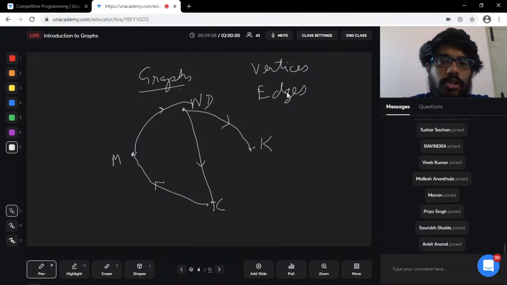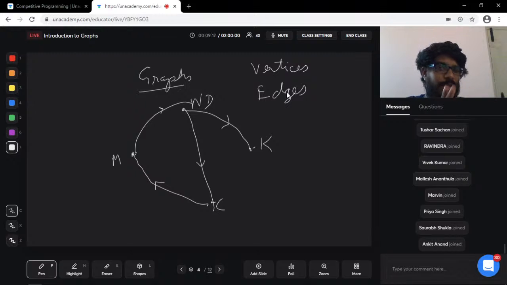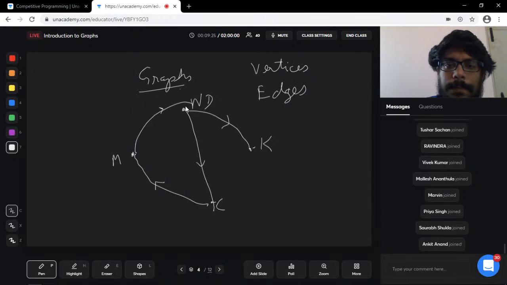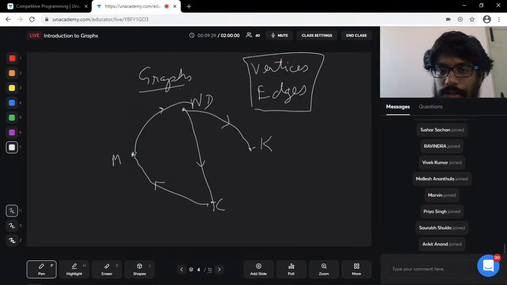So you can think of edges as relations between some two vertices. So it's like these two vertices are related. That is, there's a flight between them, so there is an edge between them, right? This is the kind of abstract way you'll have to think about this. So yes, this is basically the crux of a graph.